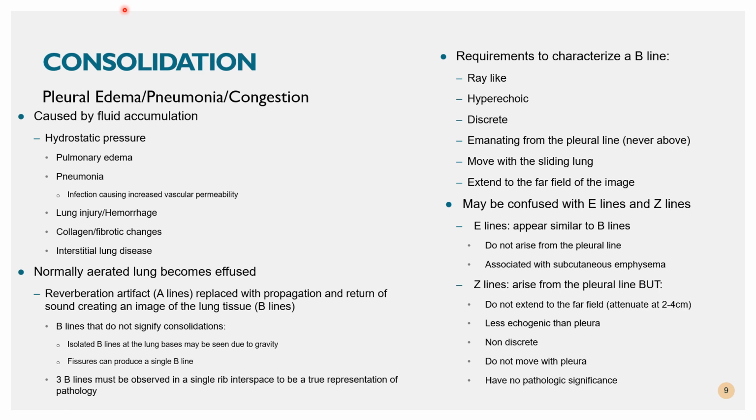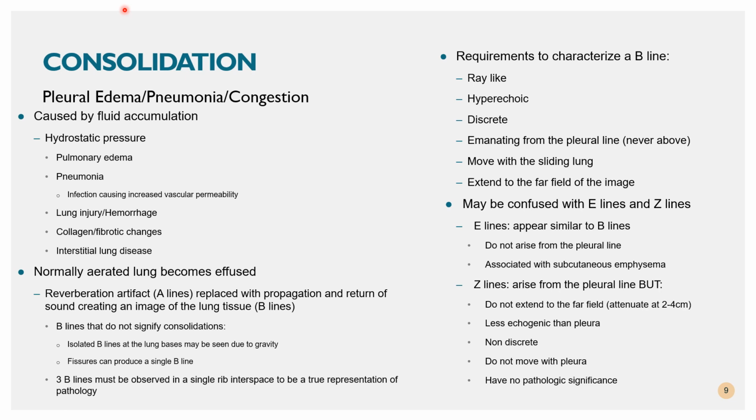So now we'll look a little bit at our consolidation pathologies, which are basically going to be demonstrating those B lines. The consolidations could include pulmonary edema, pneumonia, or congestion, and they're caused by fluid accumulation. This is where we're going to start losing those artifactual A lines that we rely upon to demonstrate that there is air in the lung. These are caused by fluid accumulation, which is usually a result of a change in hydrostatic pressure. That could be due to pulmonary edema, so therefore some congestive heart problems. It could be due to pneumonia.